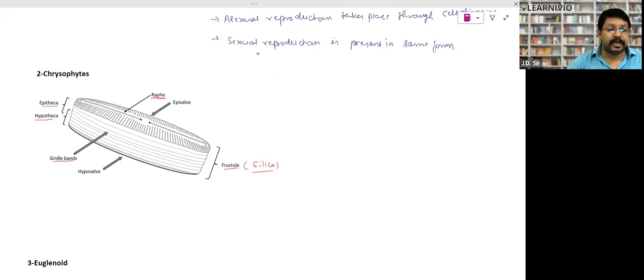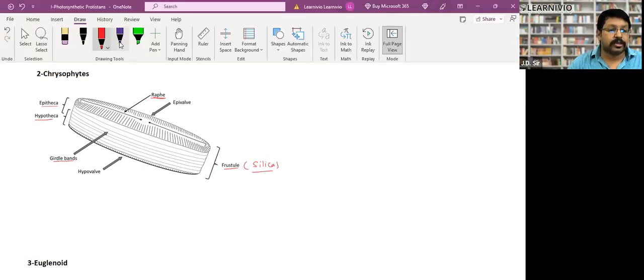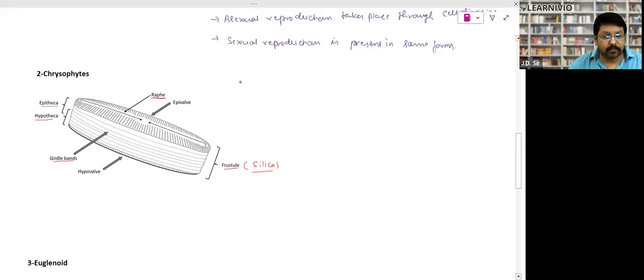Normally, what is their name? They are known as diatoms. That is the important thing. So what is their common name? Basically they are chrysophytes, and the examples of chrysophytes are diatoms or desmids.